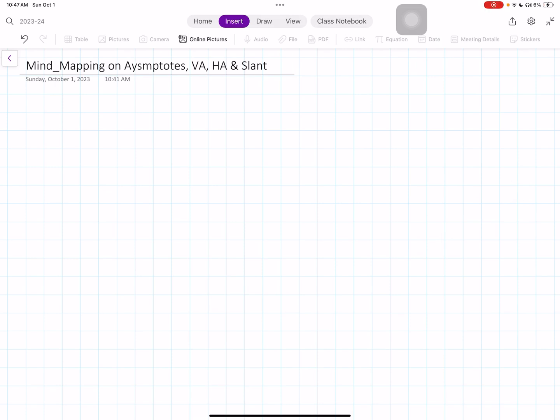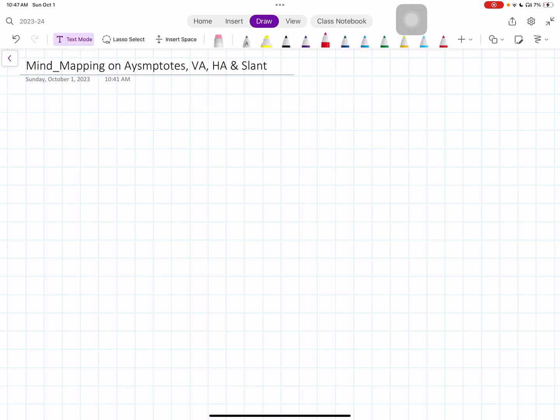This is Mr. Ainsworth. We're going to do a little mind mapping on all types of asymptotes, and I'm talking about the three different types: the vertical, the horizontal, and the slant. Get a blank piece of paper here, or do this on your iPad, whatever you like. Let's start off with some graph paper just to make things a little bit easier, or if you prefer blank, that's cool too. Grab your red pen and let's put the word asymptotes right in the middle.